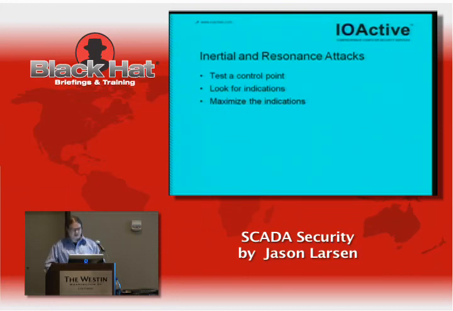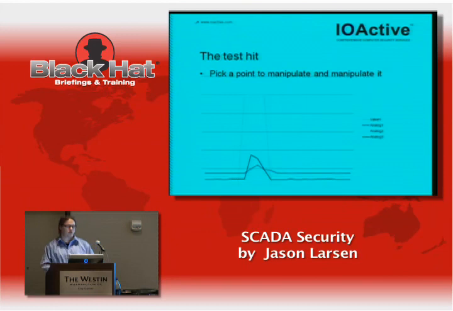But looking for attacks, then pretty much you test a control point, look for indications, and maximize those indications. And I apologize for lines that don't show up here because there's something wrong with the projector. But anyway, if you look at the square wave here, that would actually be a point that I have control of. So you grab one of the points and you exercise the point over a series of time, and then look at the values you get back from the system.